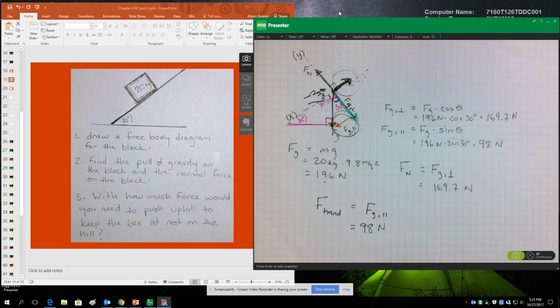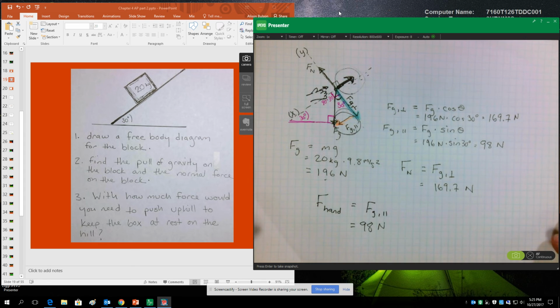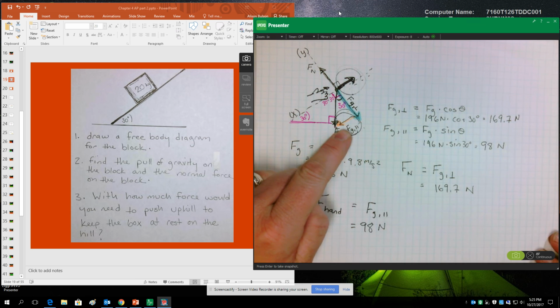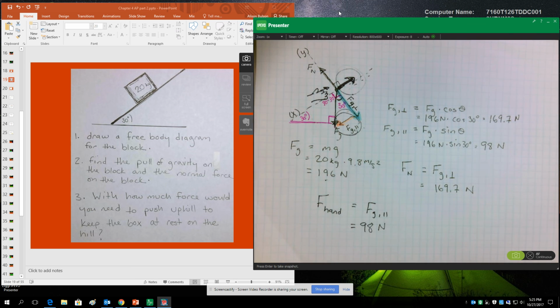So if I want this to be in equilibrium, that's a word I don't think we've used yet, but if I want it to be not accelerating, then I need to have a force in the negative x direction that is in balance with the force in the positive x direction.